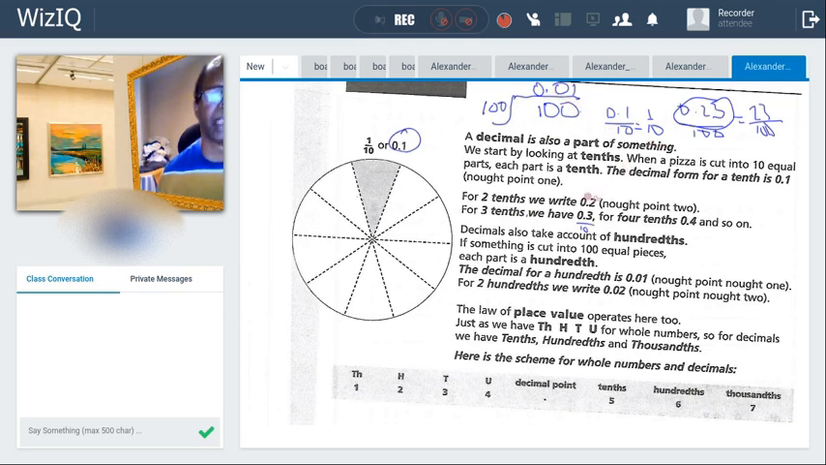So that's the way it's getting this. So this one here. Therefore 200th will be 0.02.